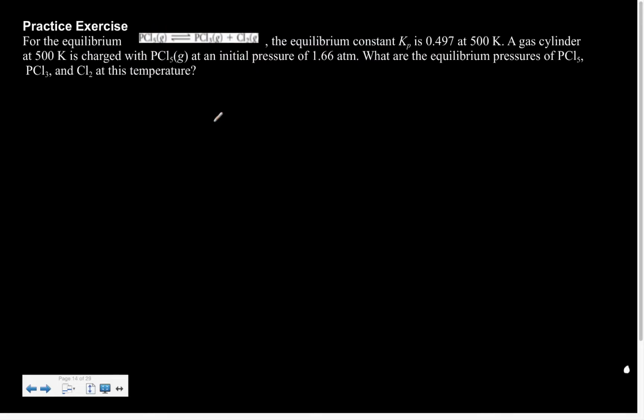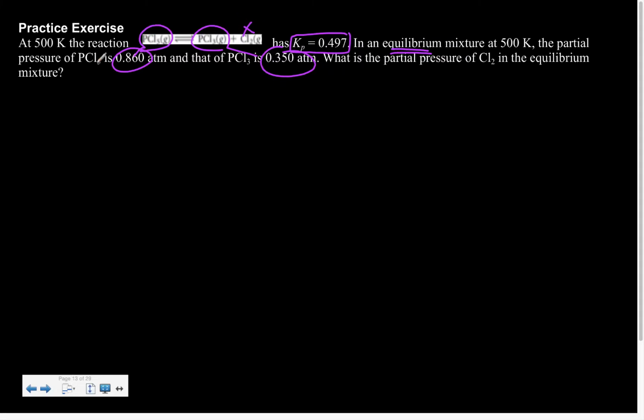All right. Next up, it says for the equilibrium, the equilibrium constant is this. A gas cylinder at 500 is charged with PCl5 at an initial pressure of this. And I want to know my equilibrium pressures of everybody else. So here, we are monitoring change, right? Whereas in the previous problem, there's no change. We're already at equilibrium and we want to know the last piece, right?